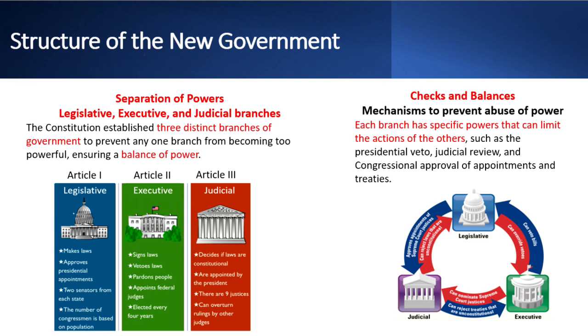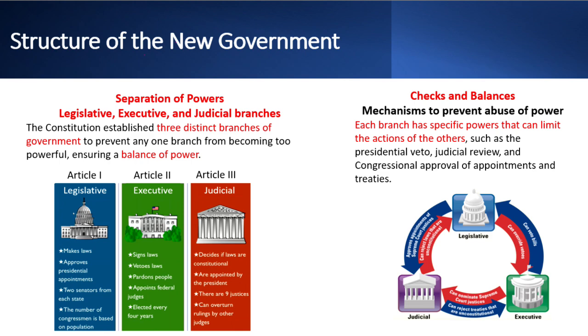Okay. So it's this constant back and forth, right? Right. Each branch has the power to check the others. It's like a delicate dance, almost. It is. So Congress makes the laws, the president puts them into action, and the courts make sure everything's on the up and up. They're like the referees. Yeah, exactly. But, I mean, each branch has more specific responsibilities, right?